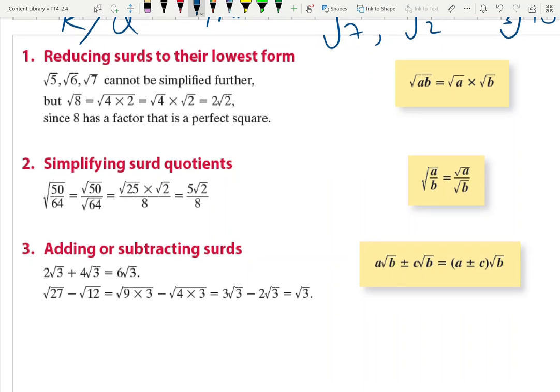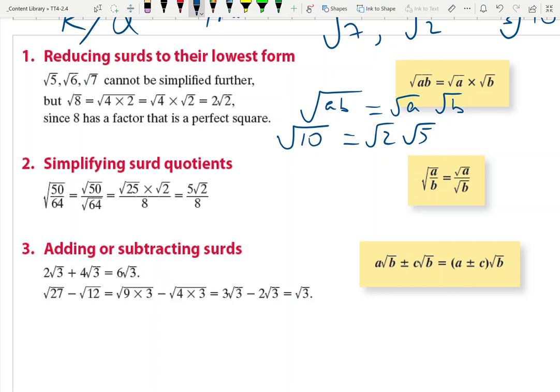To multiply two surds, to take the square root of a product, you take the product of the square roots. Okay? So the square root of the semi-prime 10 is equal to the square root of 2 times the square root of 5. To take the square root of a fraction, it's equal to the fraction of the square roots. Now say this after me, pause the video. The square root of a product is equal to the product of the square roots. The square root of a fraction is equal to the fraction of the square roots.